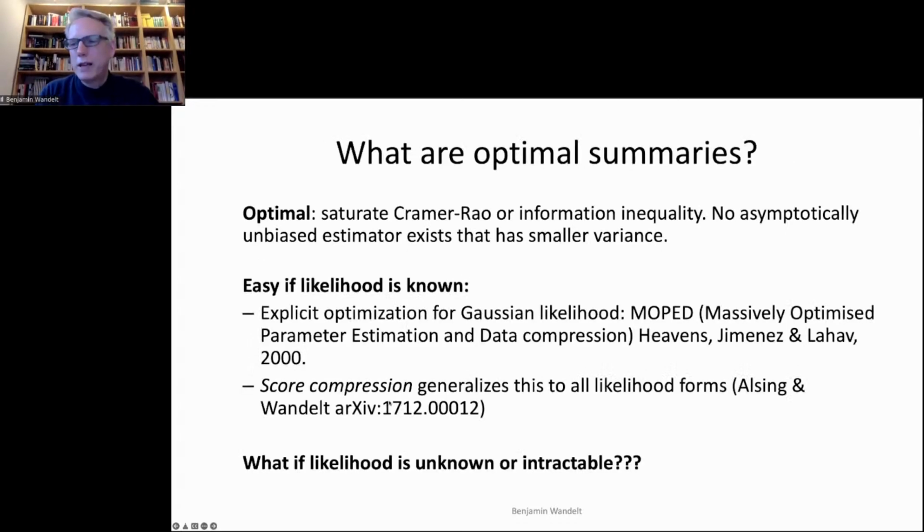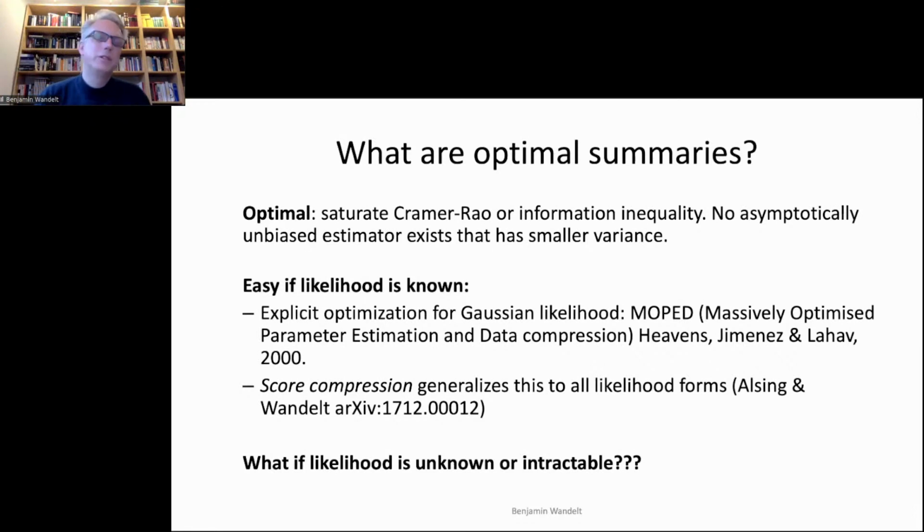Okay, but remember we always said that we didn't want to use the likelihood, but then at some point I slipped it in there that we were using score compression. And if you know your statistics, you realize the score is actually the derivative of the likelihood.